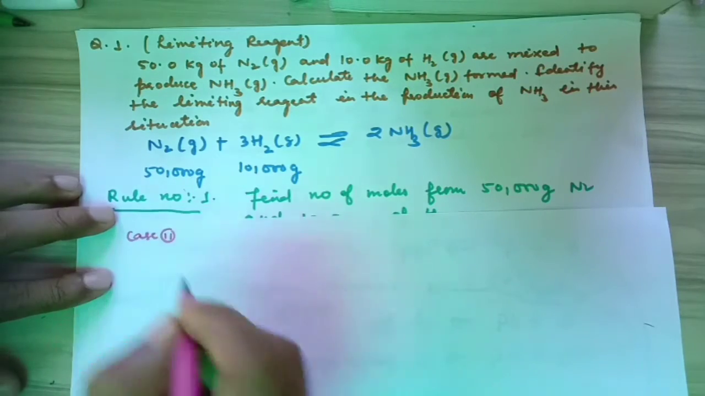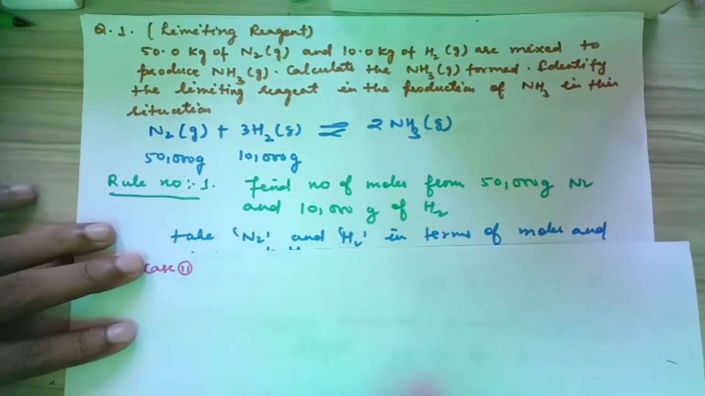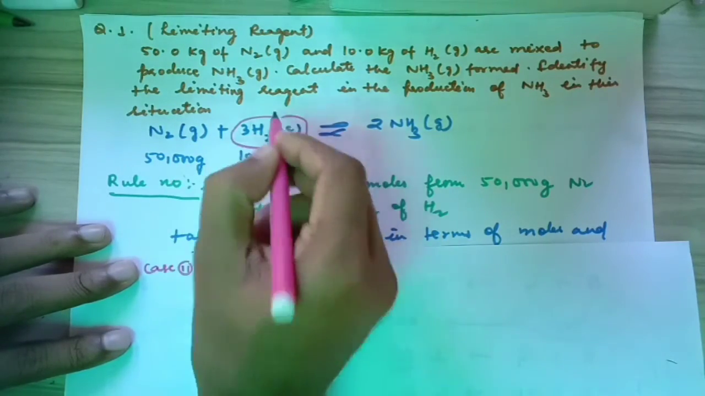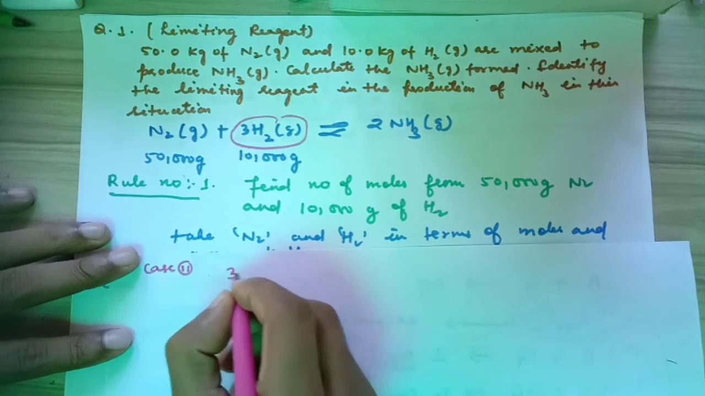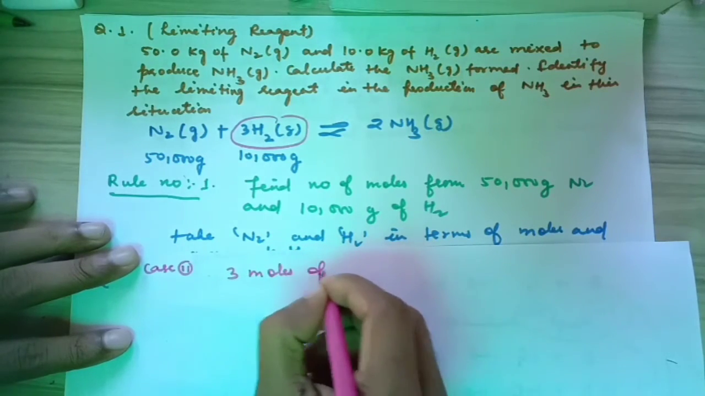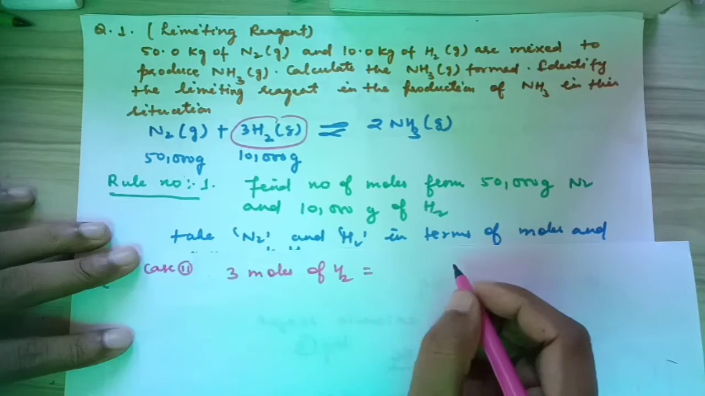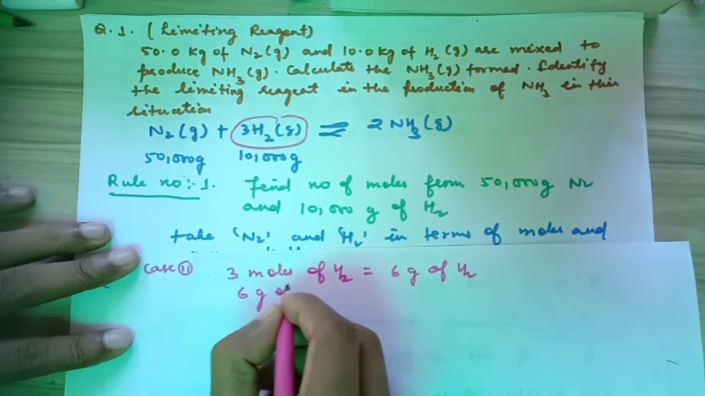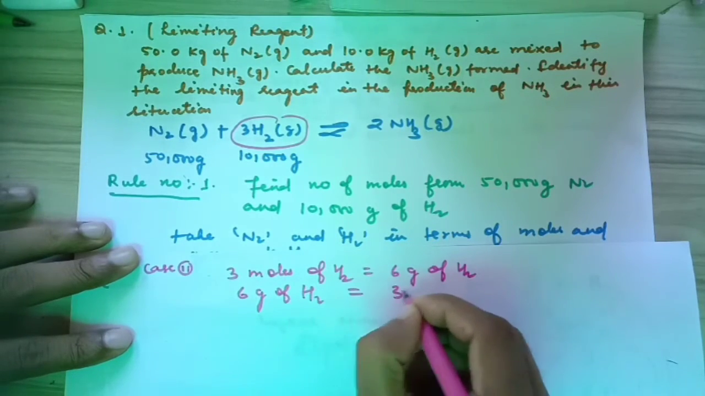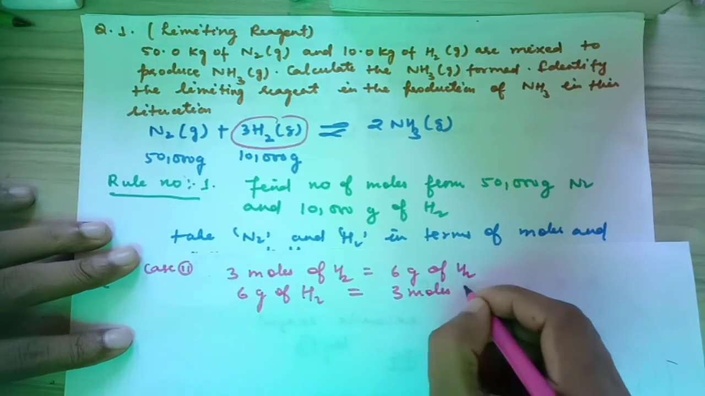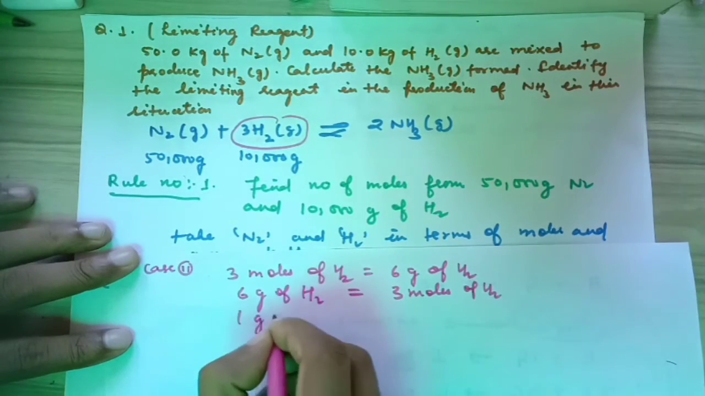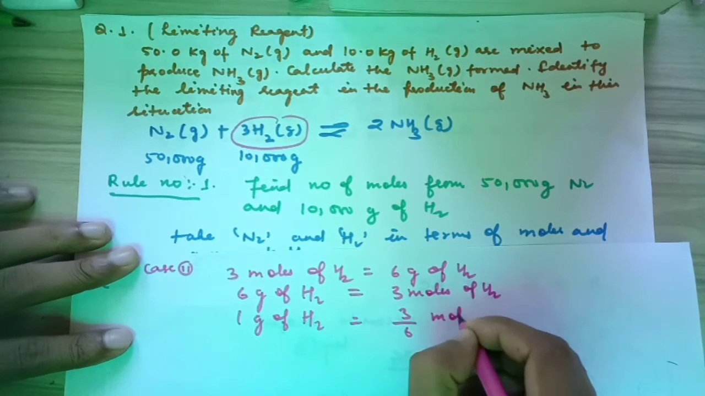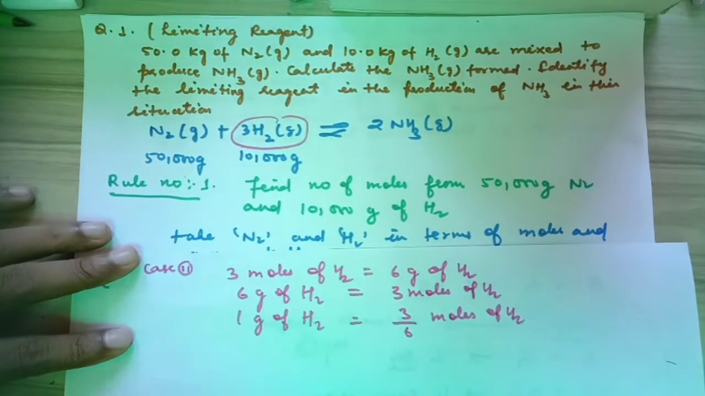Now case 2, we have to find the amount of hydrogen, that is the number of moles of hydrogen, from 10,000 gram of H2. So we have to use this part of the given equation. It is given that 3 moles of H2 means 6 gram of hydrogen. So 6 gram of hydrogen will give us 3 moles of H2. So 1 gram of hydrogen will give 3 by 6 moles of H2.